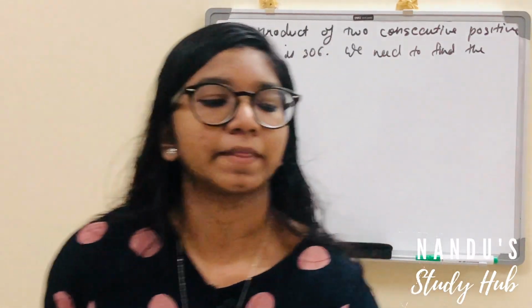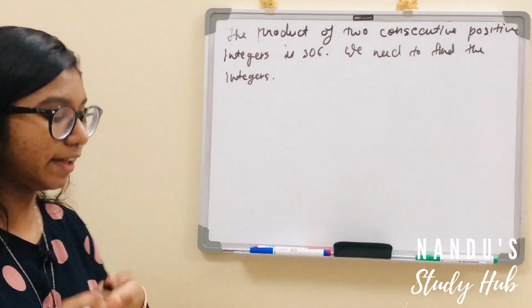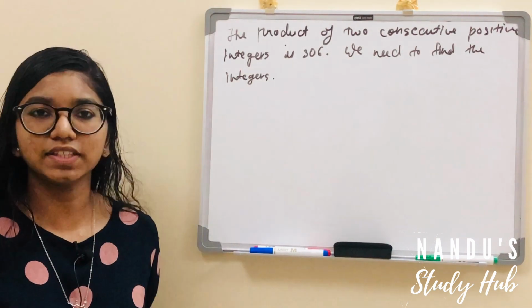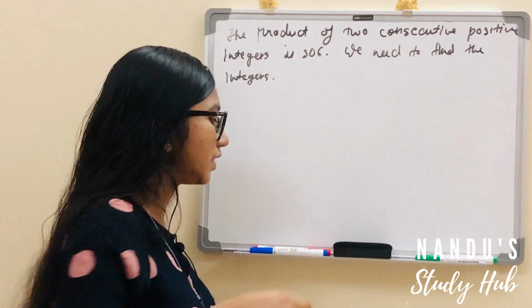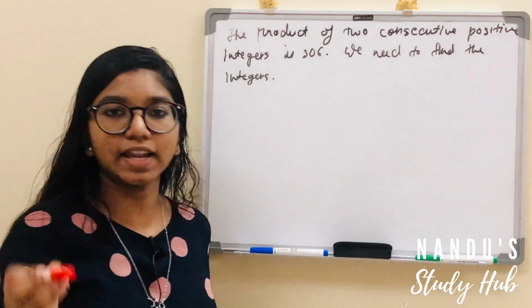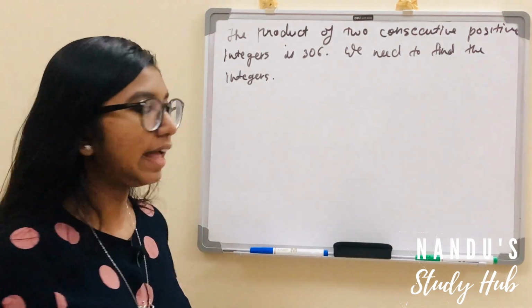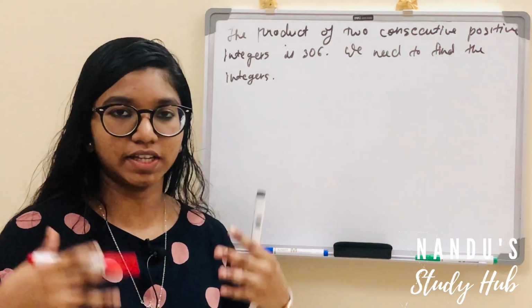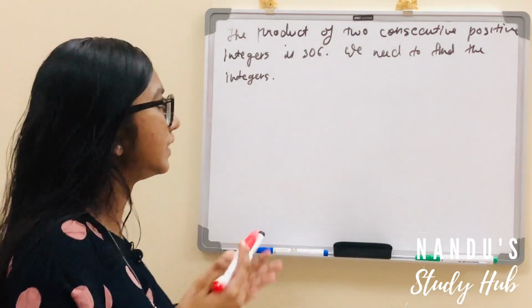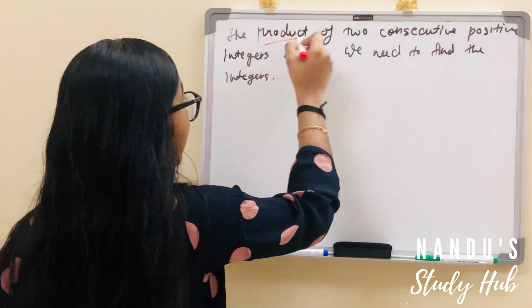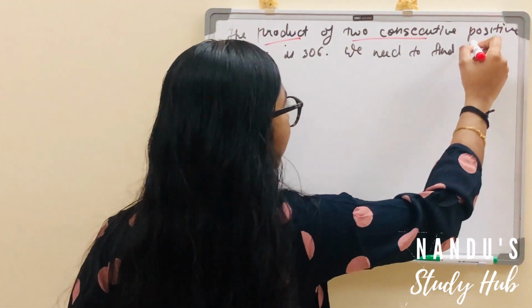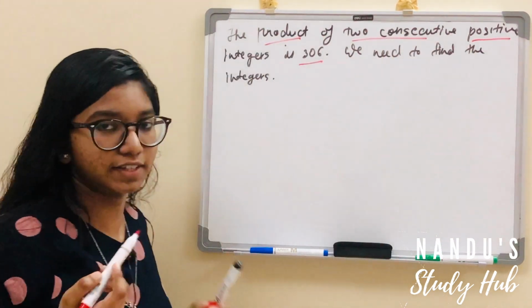Okay, so I have written the question here. Whenever you have these kind of word problem type questions, it is always good if you can underline the important words with a pencil or whatever, and then go through it again, because it gives you an idea about the question. So here I have product, two consecutive, positive, and 306.